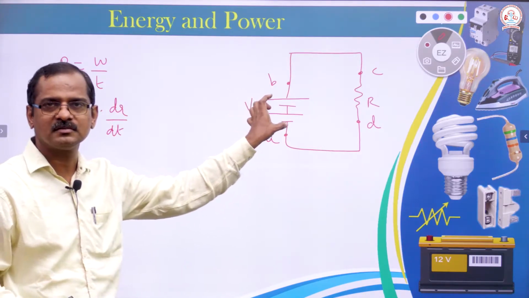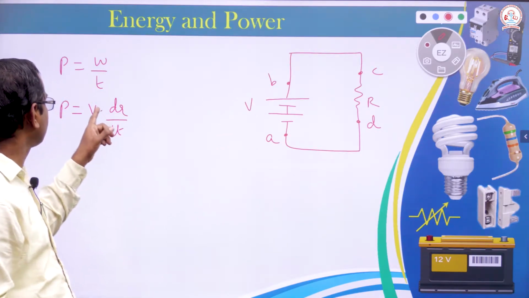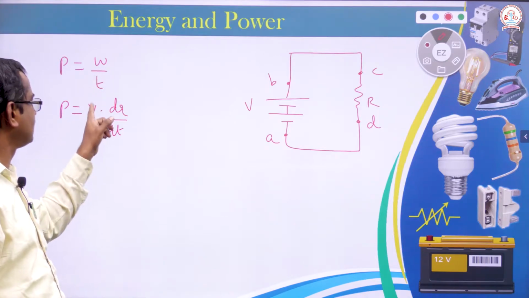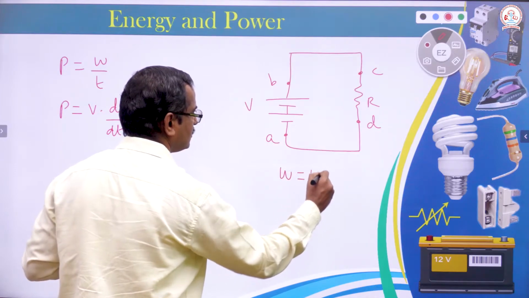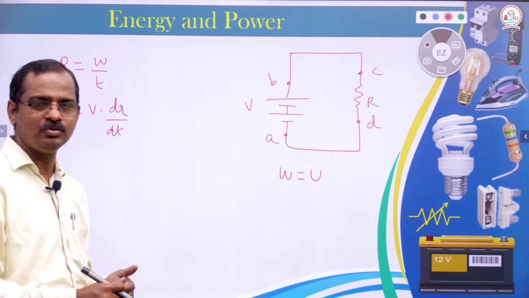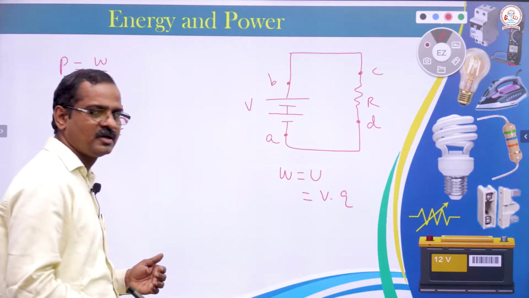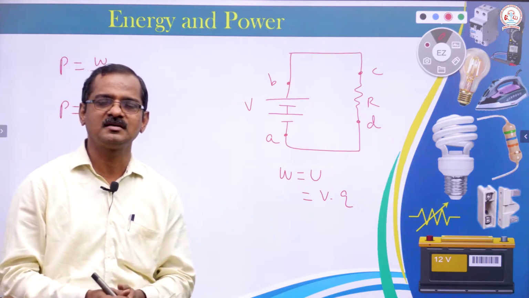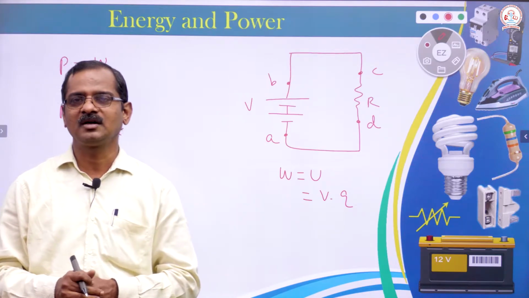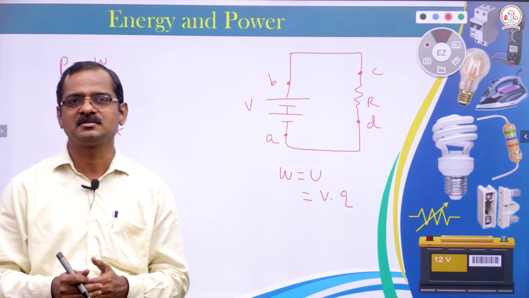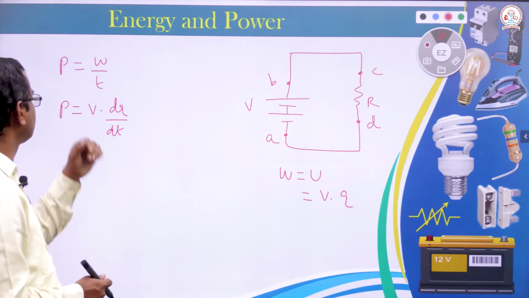The charge flowing in time dt is taken as dQ. From the equation, the work done W is equal to energy, W is equal to U, that is equal to V into Q. Work done in moving a charge is stored as electrostatic potential energy. This we discussed in chapter 1, electrostatics. From that we write W is equal to VQ.